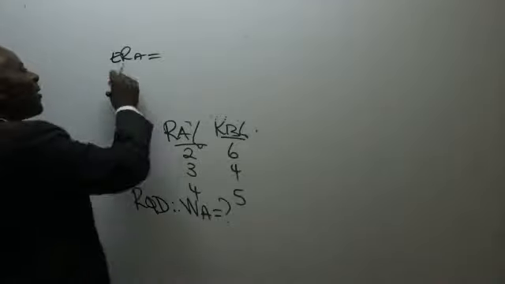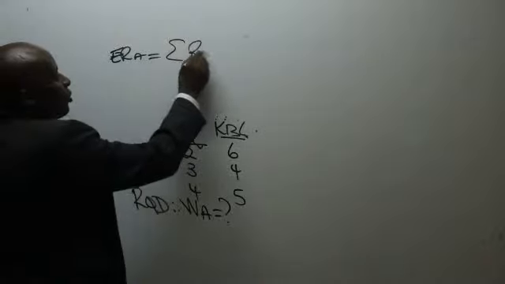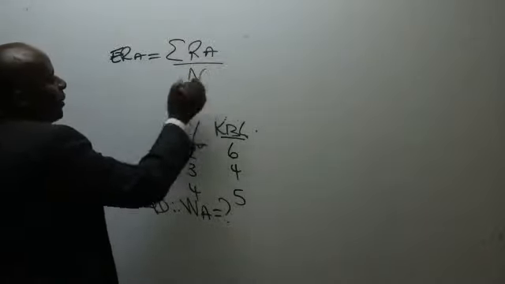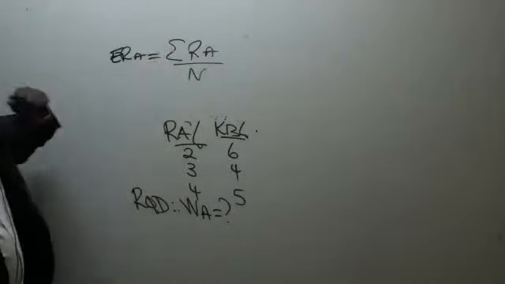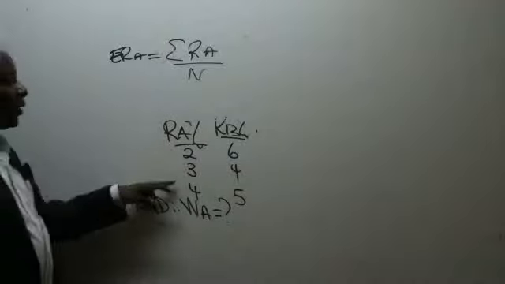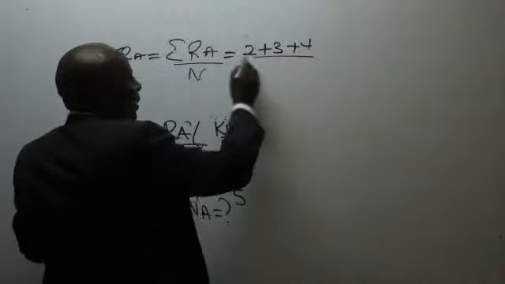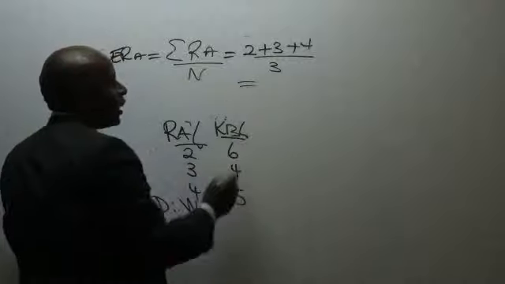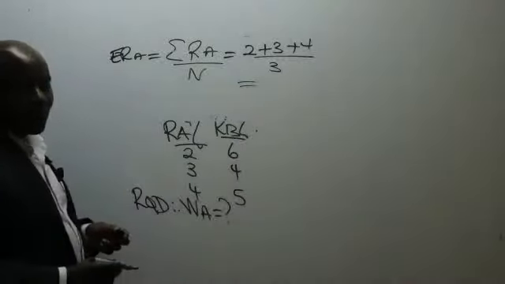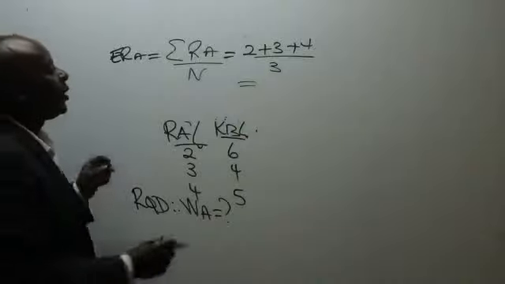So expected return of A, which is the average, is the summation of returns of A divided by N. This is not E, this is the summation of returns of A. So you add: 2 plus 3 plus 4, divided by the number of parameters. There are 3. Could you kindly give me the answer? 3. Thank you very much.